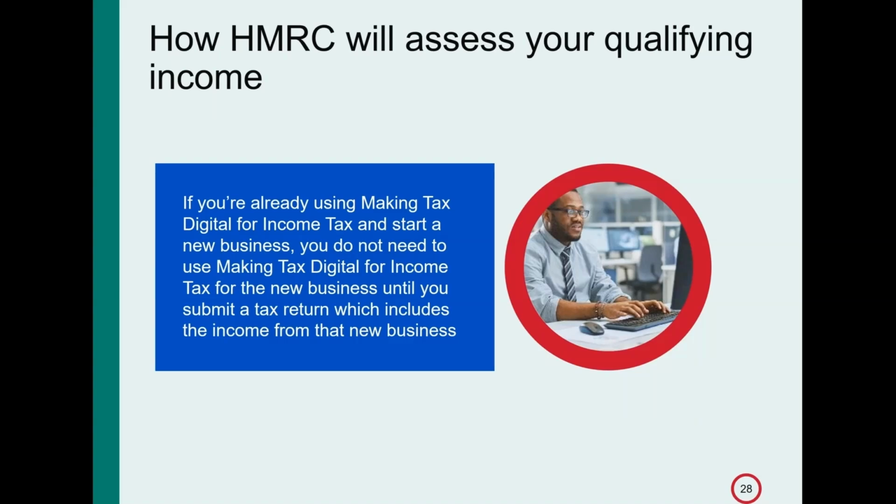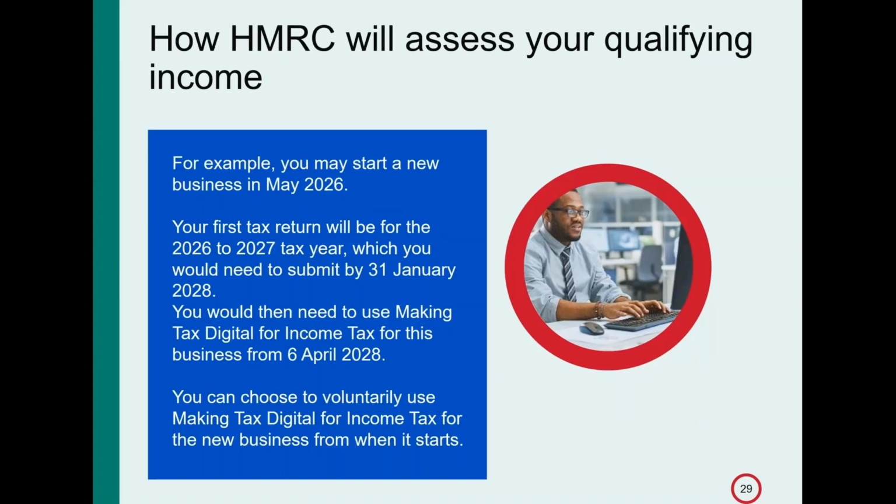For example, you may start a new business in May 2026. Your first tax return that will include the income from this business will be the tax return for the 2026 to 2027 tax year, which you would need to submit by the 31st of January 2028. You would then need to use Making Tax Digital for income tax for this business from the 6th of April 2028. However, you can choose to voluntarily use Making Tax Digital for income tax for the new business from when it starts.